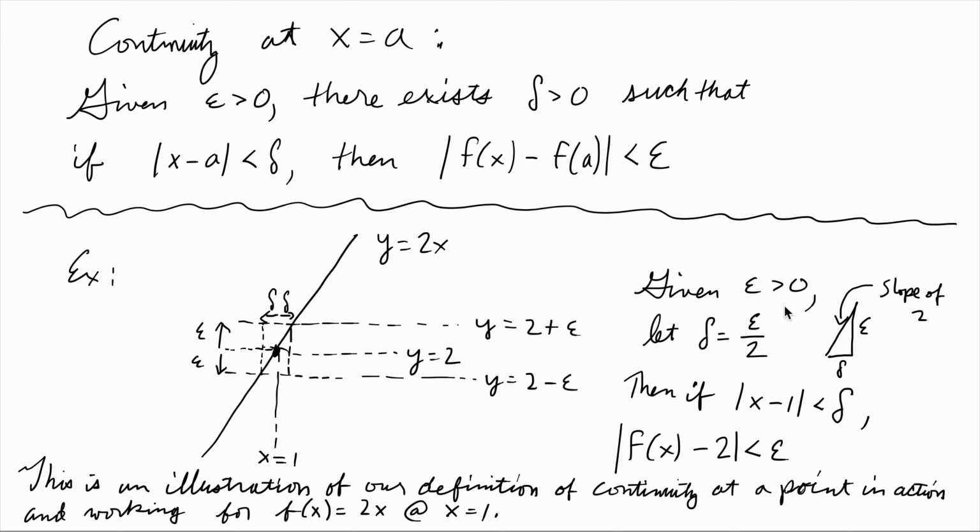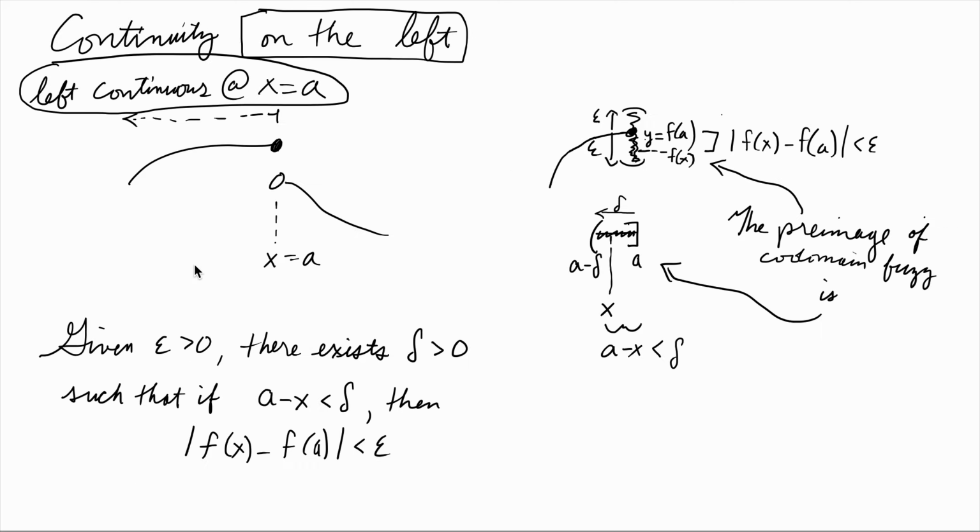That would work. So if delta is equal to epsilon over 2, then that's enough to ensure, by the picture right here, that if the distance of x from 1 is less than that delta, which is epsilon over 2, then the y values will be within epsilon of 2. It'll be in the right codomain fuzz. All right, so that was continuity.